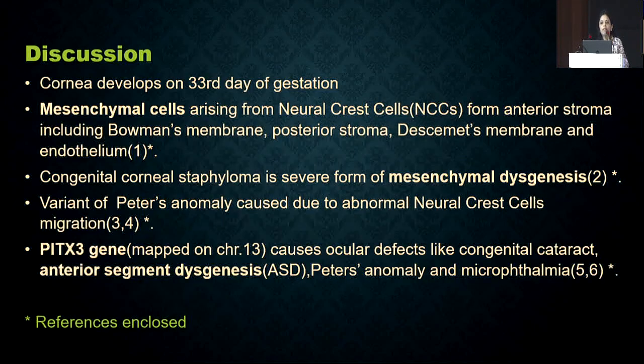The human cornea develops on the 33rd day of gestation. The mesenchymal cells, which arise from the neural crest cells, develop the anterior part of the corneal stroma, the Bowman's membrane, the Descemet's membrane, and the corneal endothelium. Congenital corneal staphyloma is a severe form of mesenchymal dysgenesis and is considered to be a variant of Peters anomaly, which is caused due to abnormal neural crest cell migration.